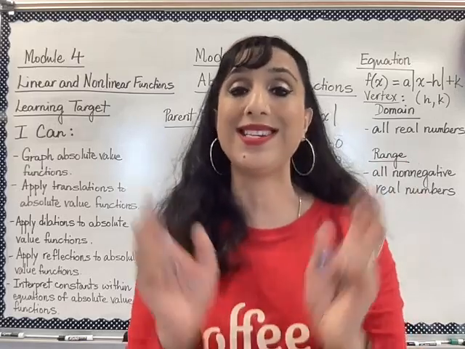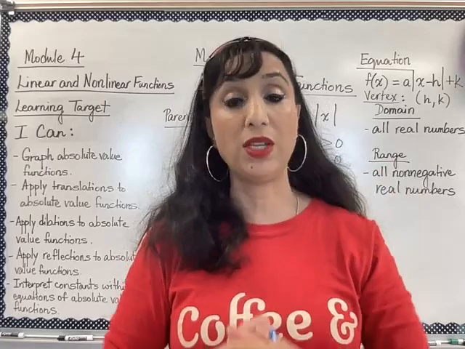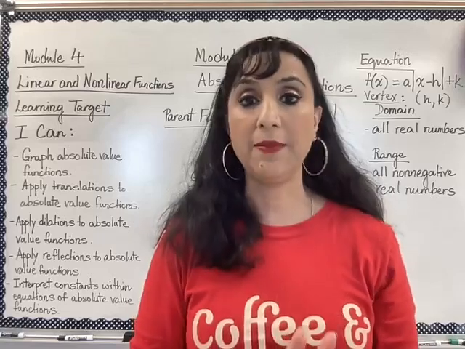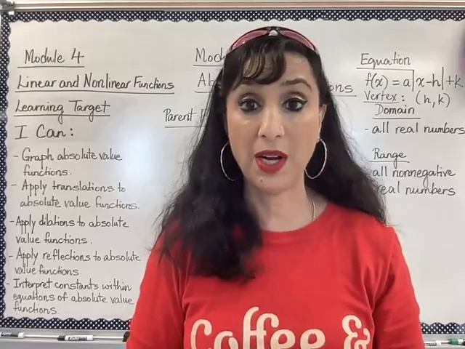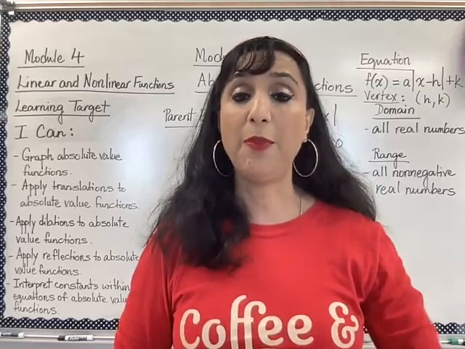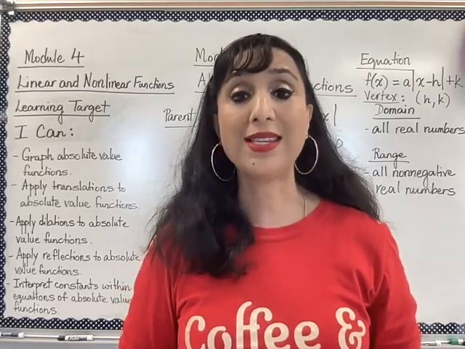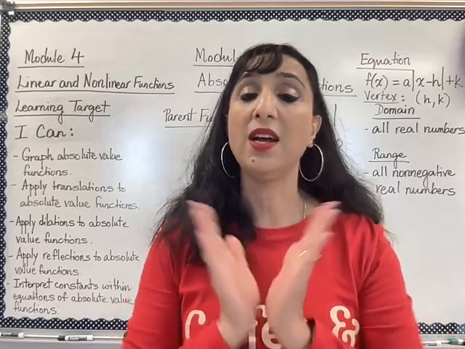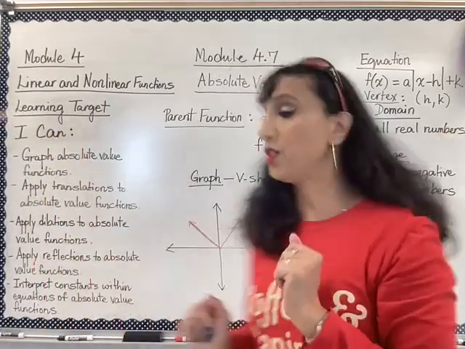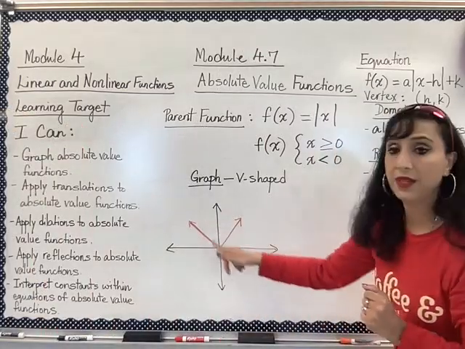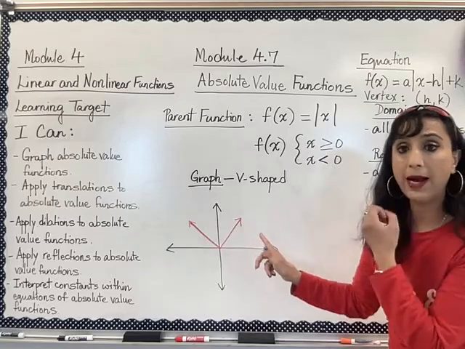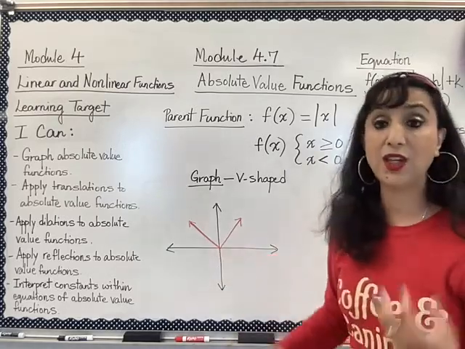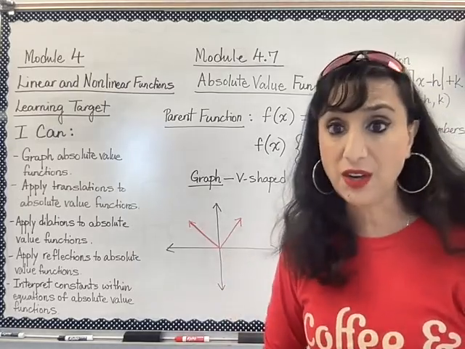So we're talking about distance, and distance is always positive. So we talk about how many units something is away from 0 on the number line. So that is why the parent function f of x is equal to absolute value of x looks like a V. Okay, so look, this is what it looks like. All right? And the vertex is going to be at the origin, which is 0, 0.